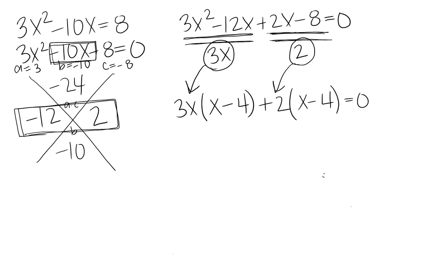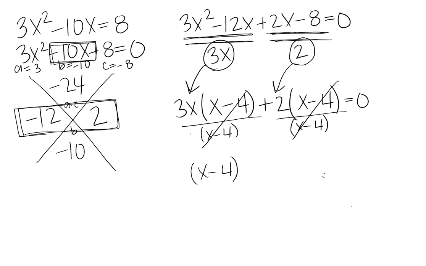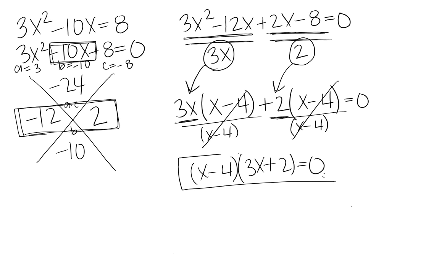The goal at this step is that whatever you have in parentheses is the same for both of them. Because now, if I look at this problem as a whole, what is the GCF that I can factor out? The GCF would be x minus 4. Both of these have an x minus 4 as a factor. So when I factor it out, they would cancel, and what I would be left with is 3x plus 2. And that's the factored form for this problem.